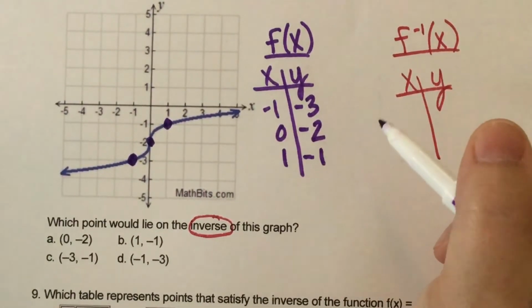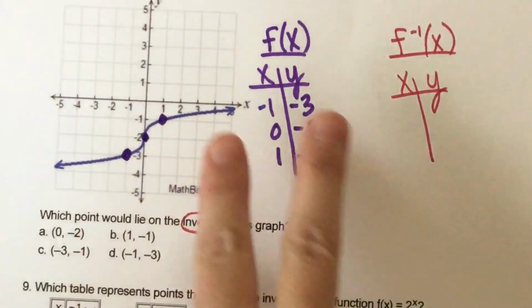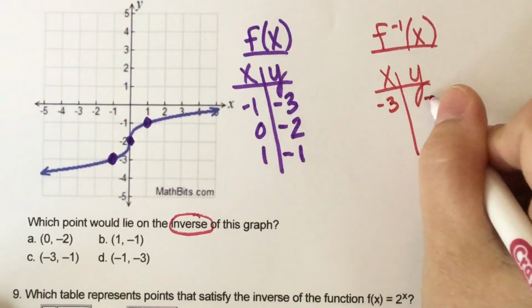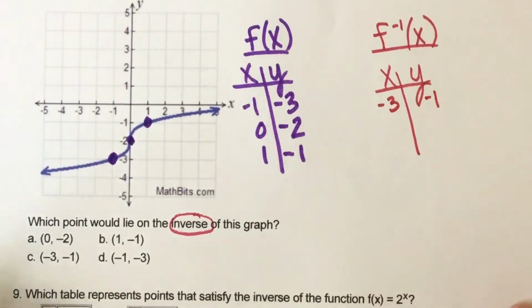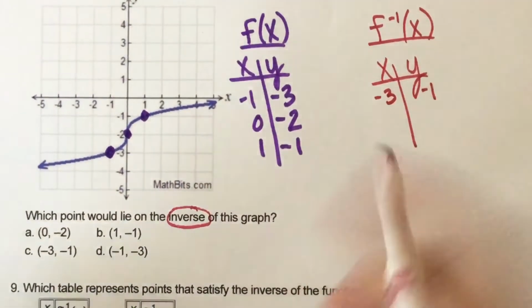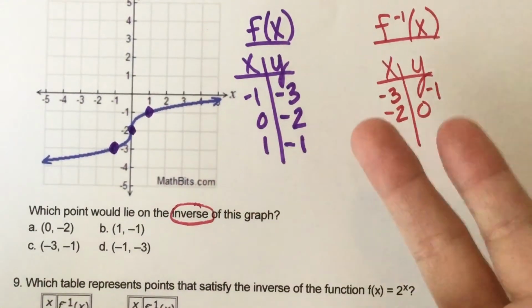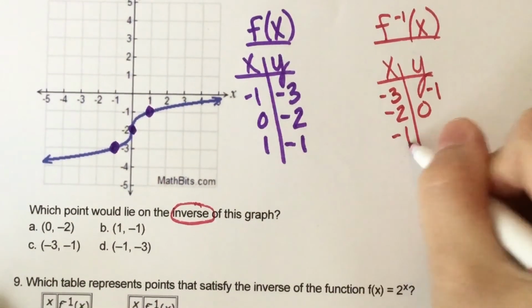Okay, let's do some flippity floppities. So if I flip this one around, I get negative 3, 1. Negative 3, negative 1, I'm sorry. If I flip this one around, I get negative 2, 0. If I flip this one around, I get negative 1, 1.